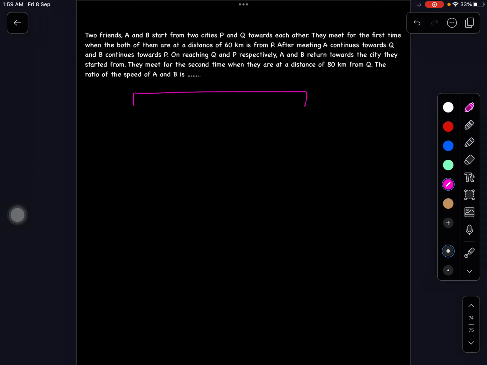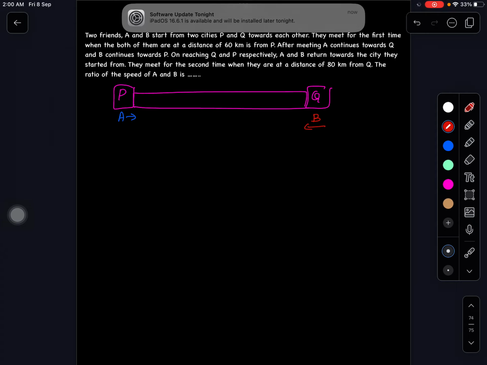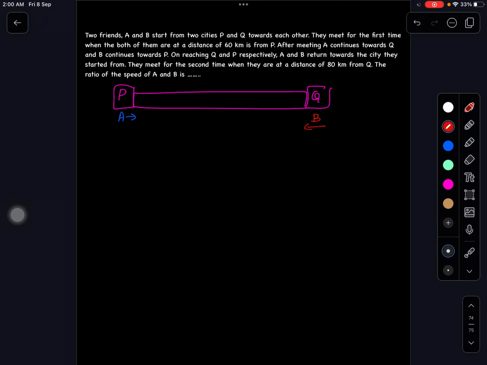Okay, so we have city P and we have city Q, and we have a person A. Let's give the same color coding: A is starting from left side to right side, and we have a person B who is starting from right side to left side, and both of them are meeting each other at a distance of 60 kilometers from P. What is the total distance? We have no idea. After the meeting, A continues towards Q and B continues towards P.